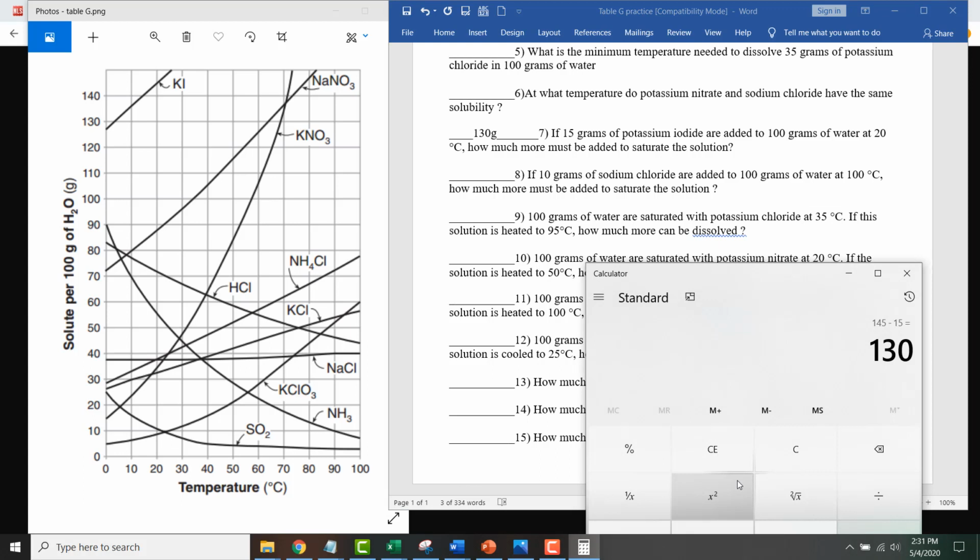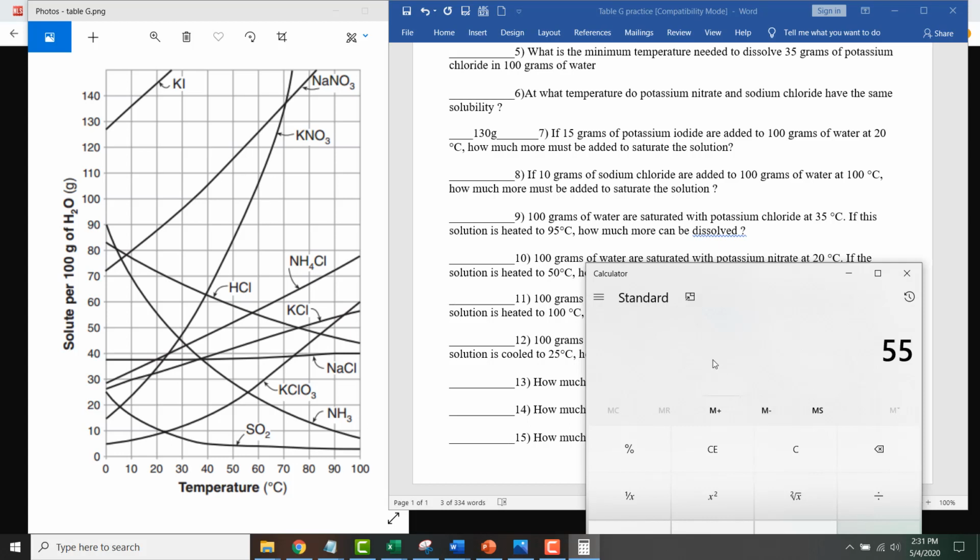I know I can hold 55 at 95. Again, if we go to 95 degrees and go up to the KCl line, it's about 55. It's about halfway there, okay? And it said it was originally saturated at 35, but it was heated up. So at 35, it could really only hold about 38. Right here is about 38 grams.